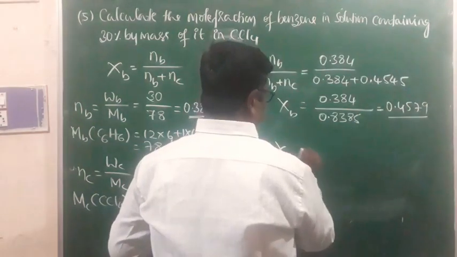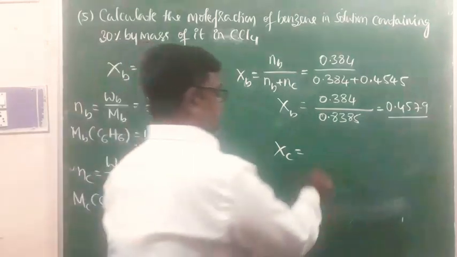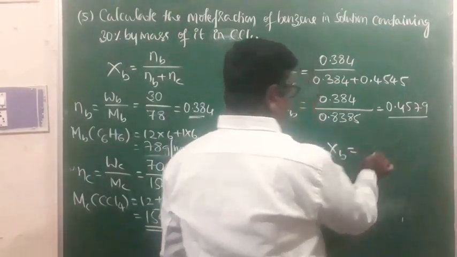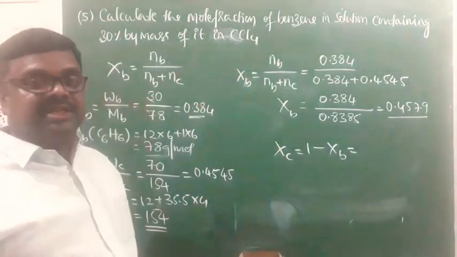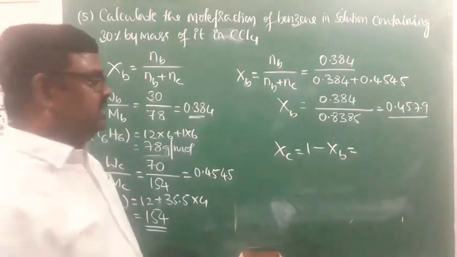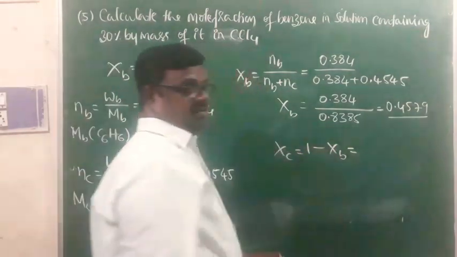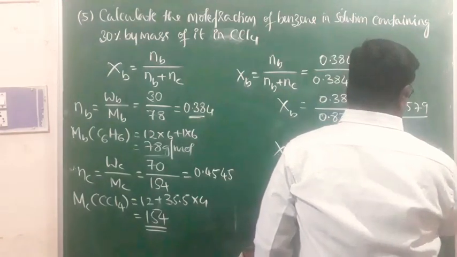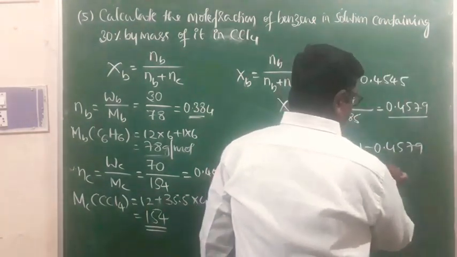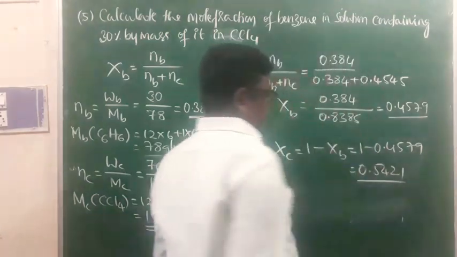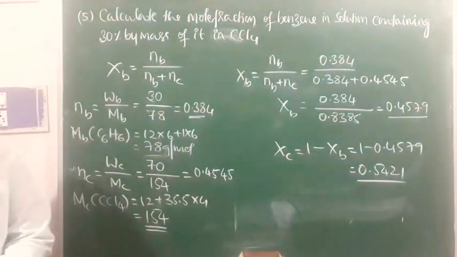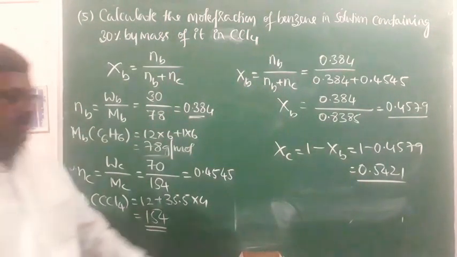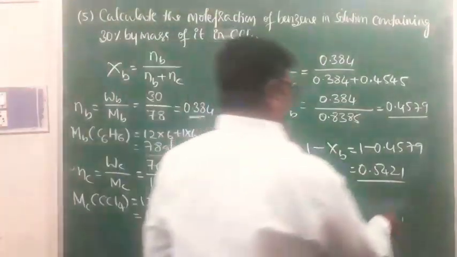What is the mole fraction of CCl4? That is 1 minus the mole fraction of benzene. Right? The sum of the mole fractions of all the components is always equal to 1. Xc plus Xb is equal to 1, right? So 1 minus 0.4579 comes out to be 0.5421. That is what we call the mole fraction. So this is the mole fraction of CCl4.